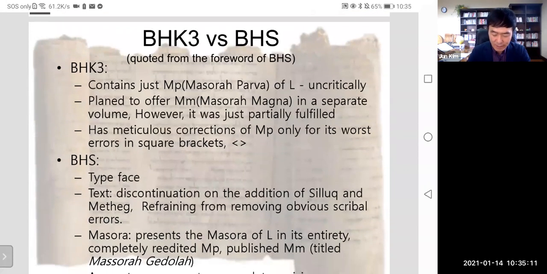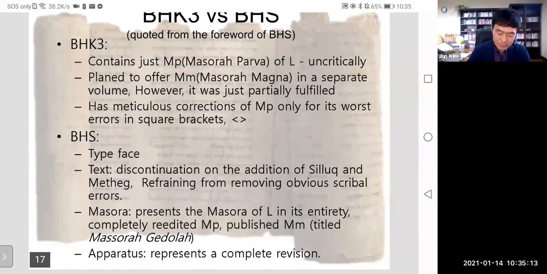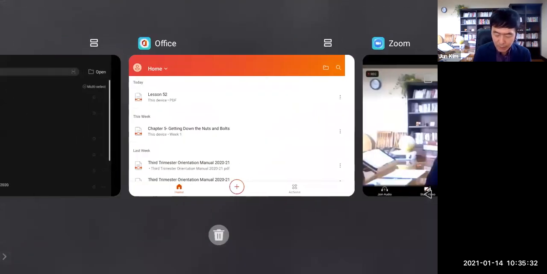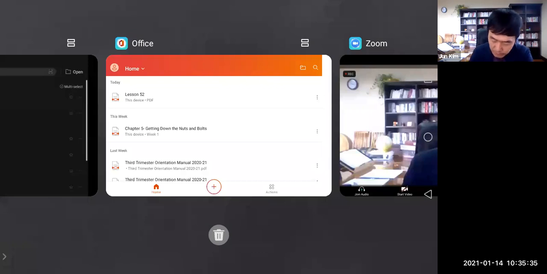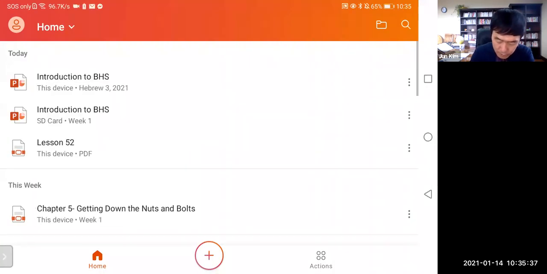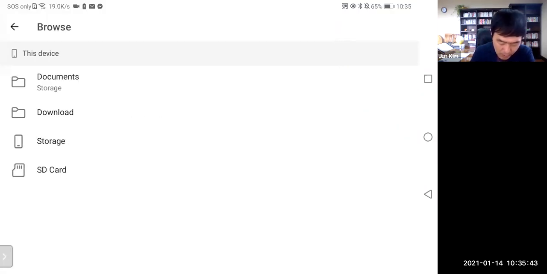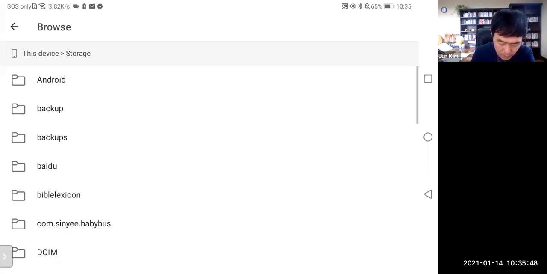BHK3 and BHS, just to read it. That's it, because I don't want to spend much time on the information itself. We need to really get into the practical side. So let me move on to the second PowerPoint, textual criticism. We will deal with textual criticism today, and it will be a part of your assignment.